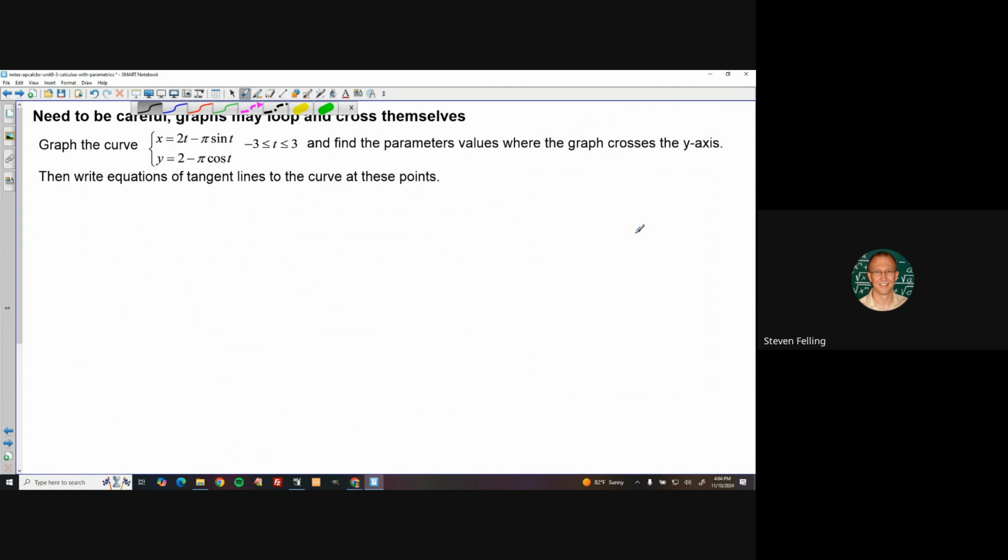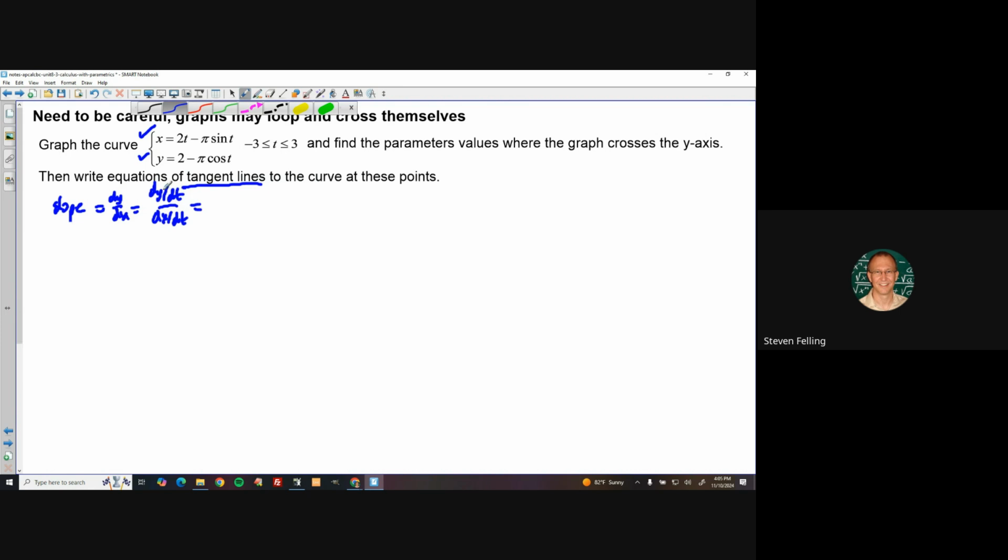Okay, let's see if we can analyze this before we graph it, just to see what's going on and be aware that there might be more than one point where we're crossing the y-axis. To start, we want tangent lines. For a tangent line, we're going to need x, and we have an equation for that. We're going to need y, and we're also going to have to have the slope. So the slope is dy/dx, and that means dy/dt divided by dx/dt.